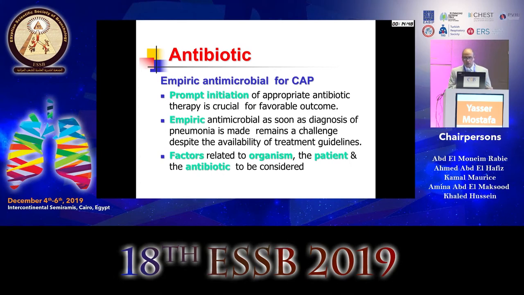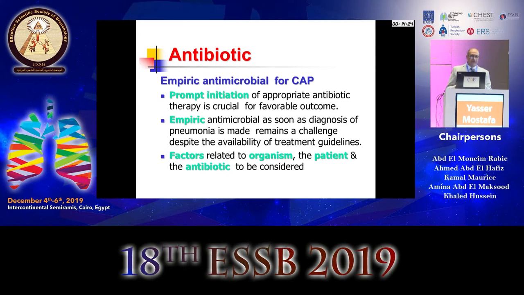So the prompt initiation of appropriate antibiotic therapy is crucial. Empirical antimicrobial should be started as soon as diagnosis of pneumonia is made, and factors related to the organism, the patient, and the antibiotic should be considered. For example, if the patient has vomiting, I should admit him for IV or parenteral antibiotic.